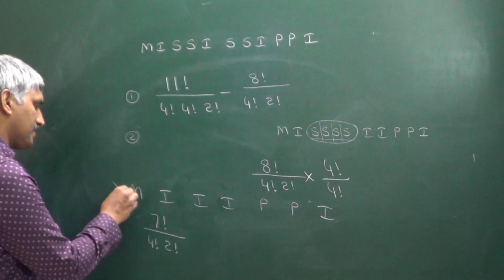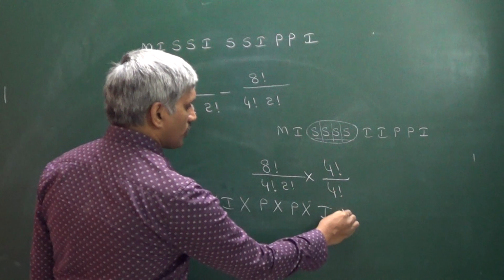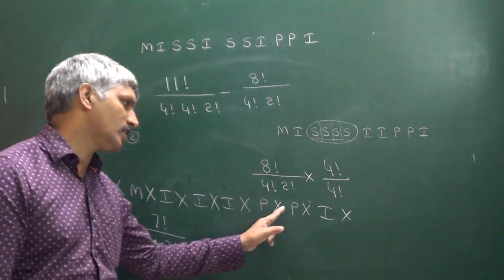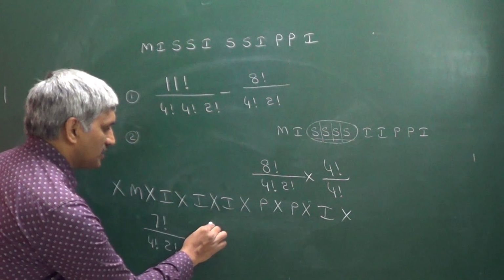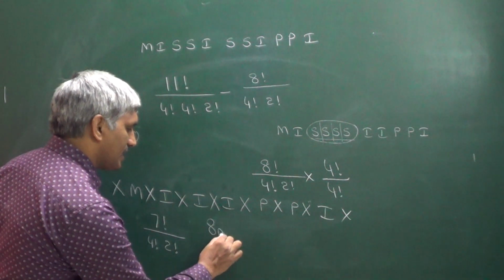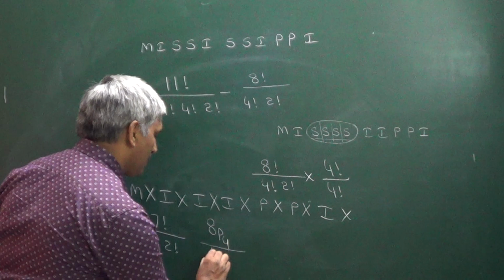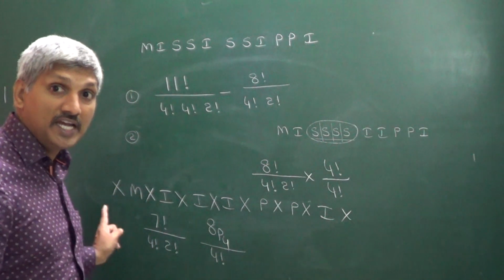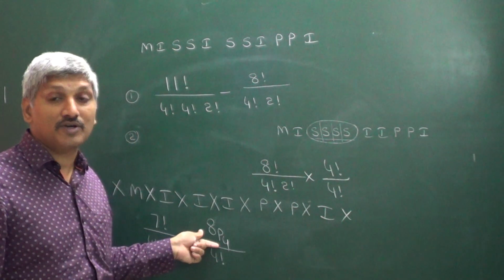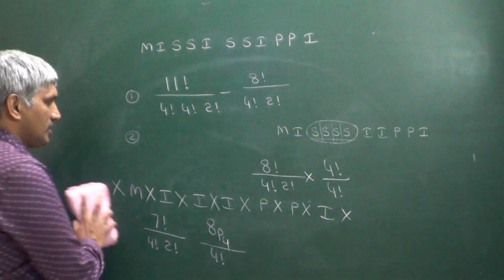Now these are the gaps. In these gaps you can fill S's. How many gaps are there? Total 1, 2, 3, 4, 5, 6, 7, 8 gaps are there. These 8 gaps can be filled with 4 S's in 8P4 ways, but they are identical, that's why divide by 4 factorial. Okay, so that is the way of answering that particular question.